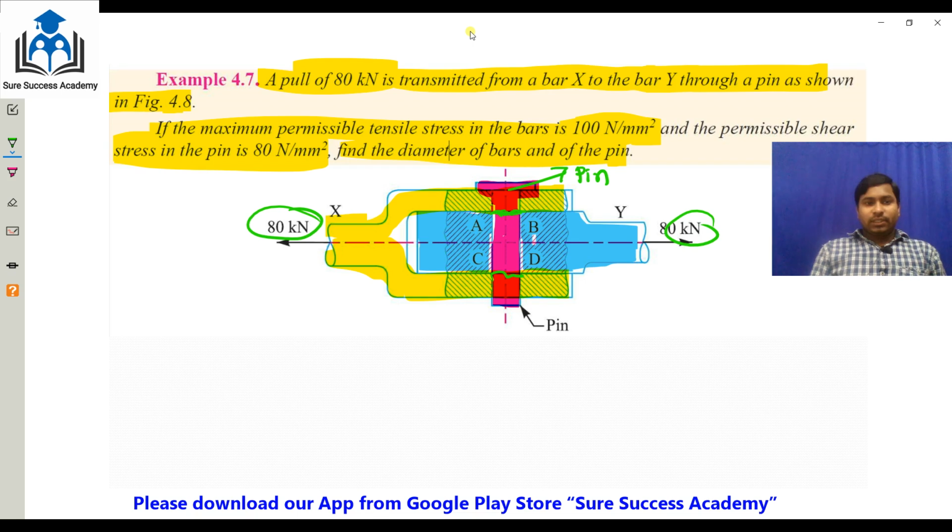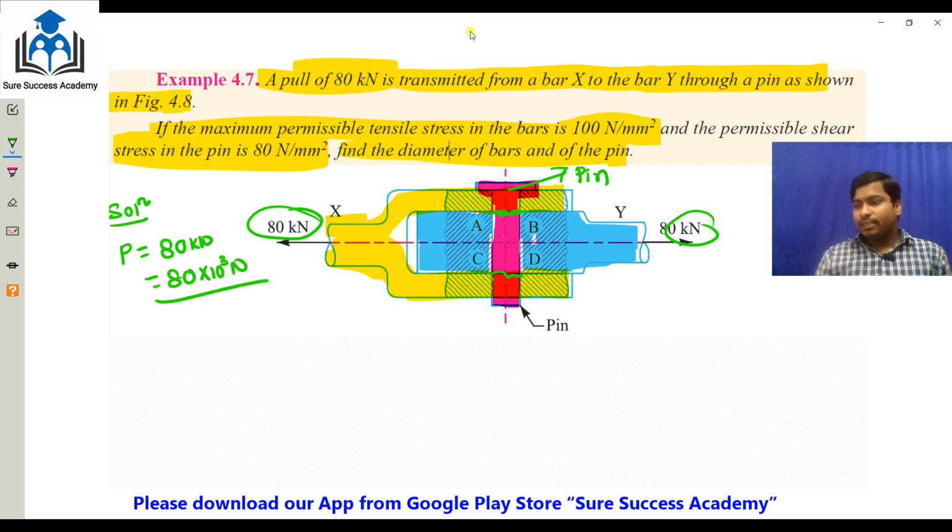Now we will see what is given, and do the solution. P is given as 8 kilonewton, which is equal to 8 into 10 to the power 3 Newton, and A is to be found. We are asked for the diameter of the pin and the diameter of the bar.